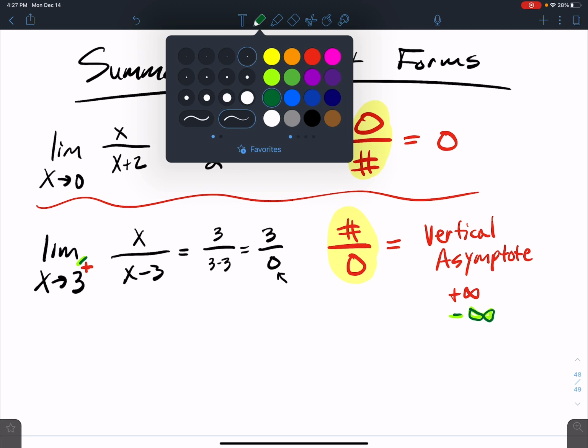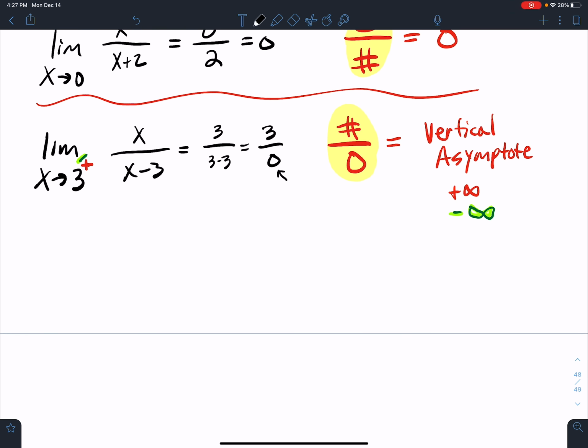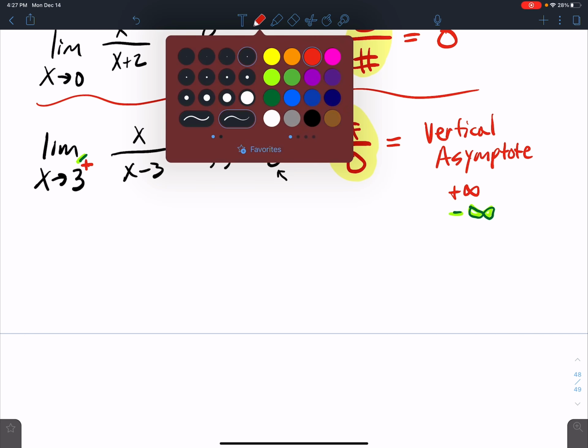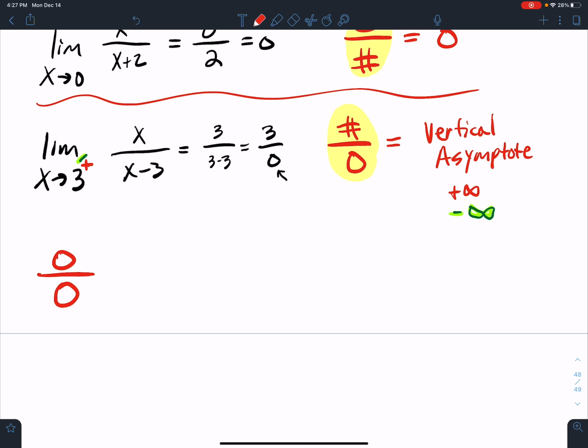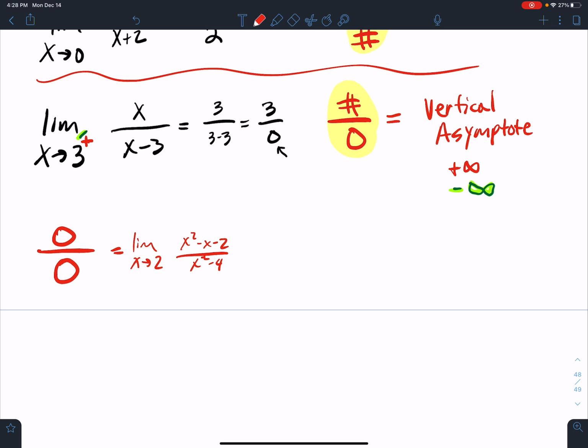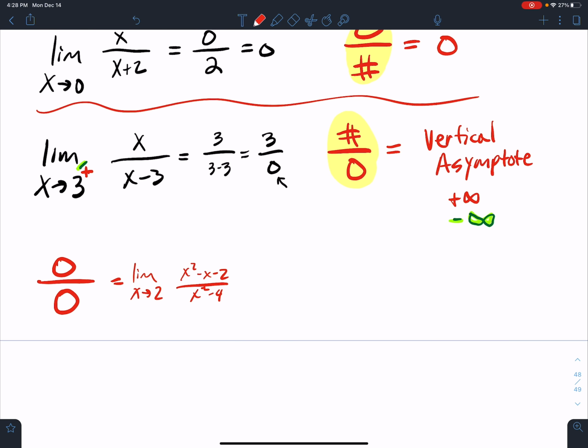Now, say instead you take a limit, and that limit gives you 0 over 0. We talked about that one in an earlier video when we had the limit as x goes to 2 of x squared minus x minus 2 over x squared minus 4. Whenever you plug that in, what did you get? You got 0 over 0, right? So the 0 over 0 form, how do we handle this? Well, we cancel. You can cancel by factoring.